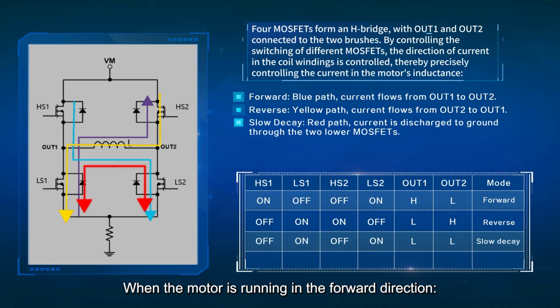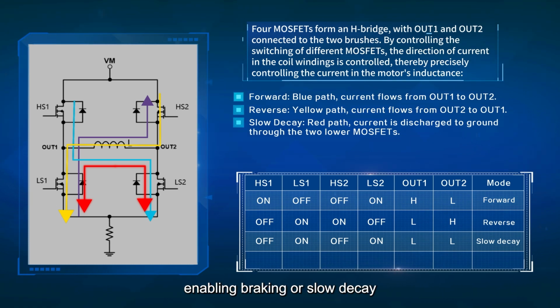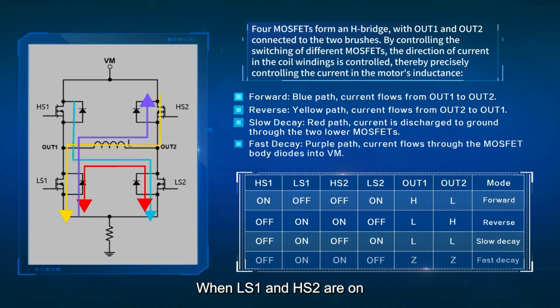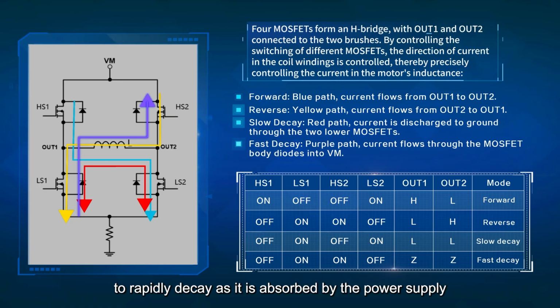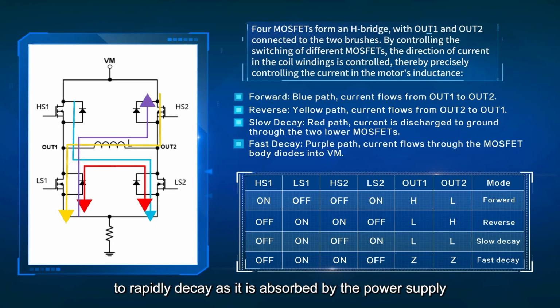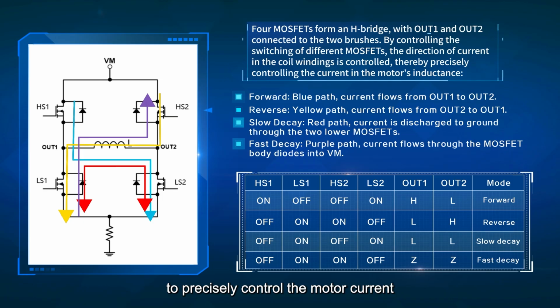When the motor is running in a forward direction, when LS1 and LS2 are on simultaneously, the winding current discharges to ground, enabling braking or slow decay. When LS1 and HS2 are on, a negative voltage across the winding causes the current to rapidly decay as it is absorbed by the power supply. In motor control, the driver chip combines fast and slow decay to precisely control the motor current.